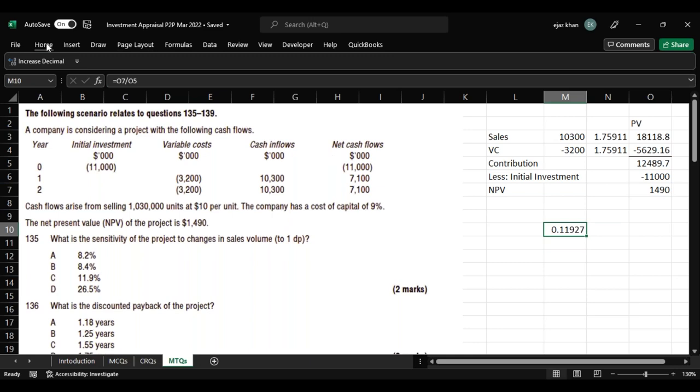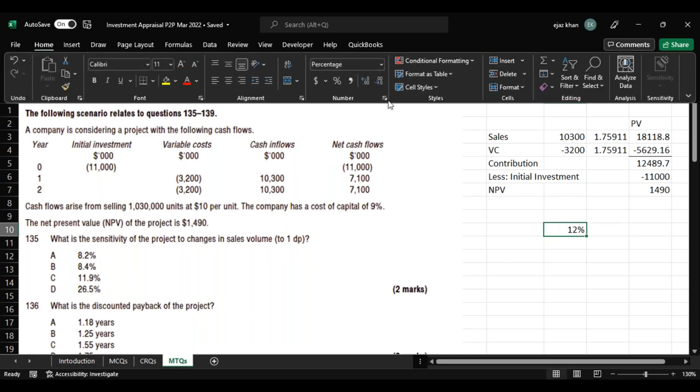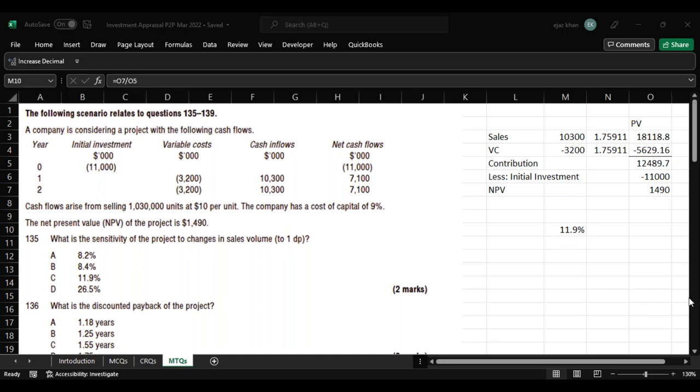Here we go. It's going to be 11.9%, option C. That is, if the sales volume falls by 11.9%, the net present value will be zero. So C is the option. Then we are required to calculate the discounted payback period of the project.